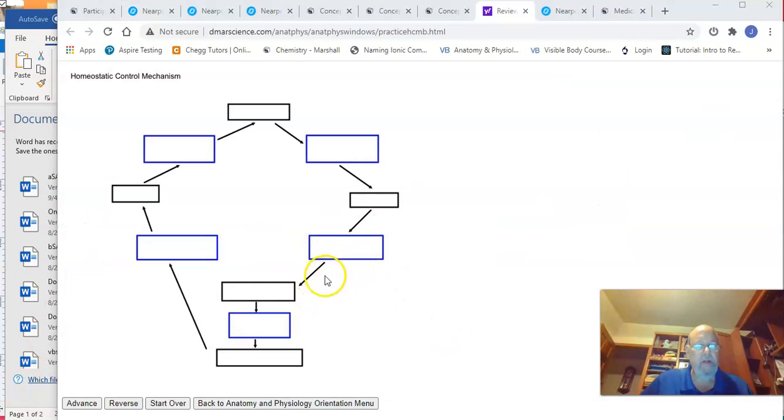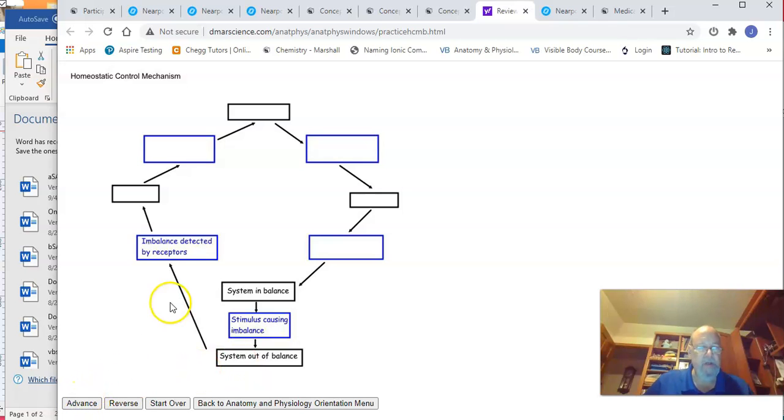Anyway, the link to this is in your class notes in your Canvas pages, and you can do this. You can go to this link, but this is what will happen if you go to this link. You'll come up with the flow diagram for a homeostatic control mechanism. And I'm not going to ask you to memorize this or even be able to complete this on a test or anything. I just want you to have a good idea of how this works. And if I click on advance, I start out with my system in balance, right? And then a stimulus causes an imbalance. Okay, something happens and I have an abnormal level of something. And now my system is out of balance.